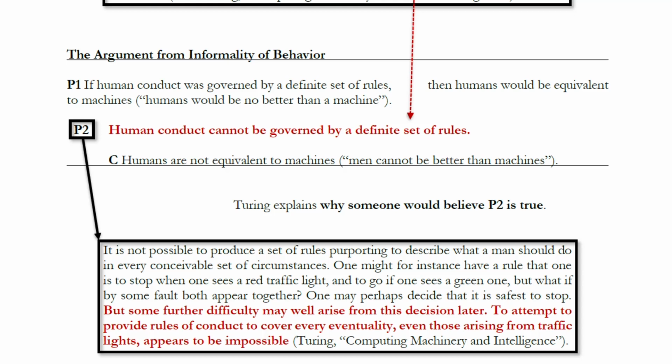To attempt to provide rules of conduct to cover every eventuality, even those arising from traffic lights, appears to be impossible. His point here is that the utter complexity of human decision making precludes the possibility of us being able to outline a precise set of rules by which all human behavior can be determined. Now, perhaps an all-powerful, godlike intellect could do this, but of course that is not the human intellect. Therefore, the idea is that human behavior simply cannot be encapsulated into some definite set of rules.